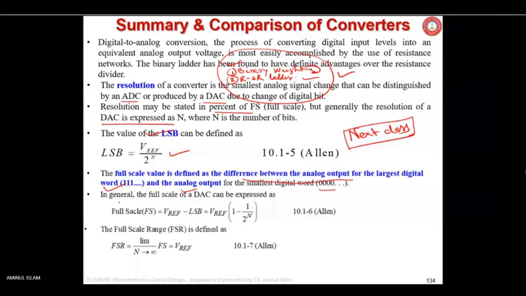Okay. In general, the full scale of a DAC can be expressed as full scale equals Vref minus LSB, and LSB is given as this. So you can write this expression as Vref into (1 minus 1 upon 2 to the power n). The full scale range is defined as this.